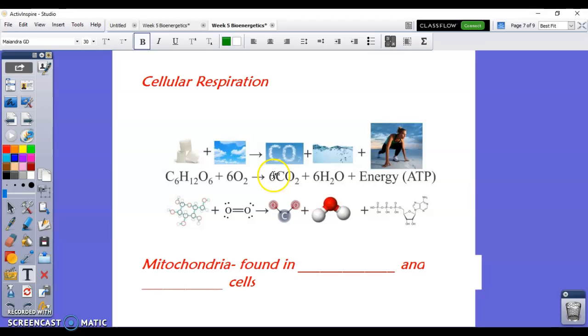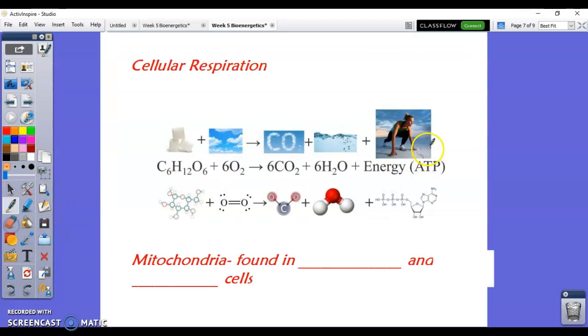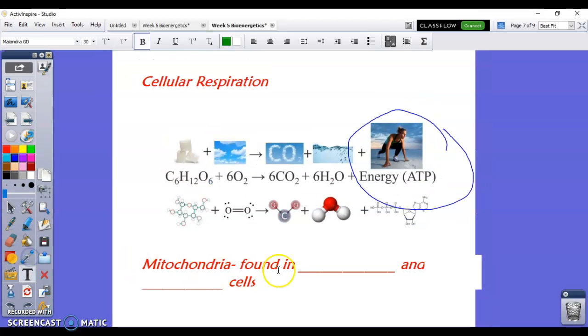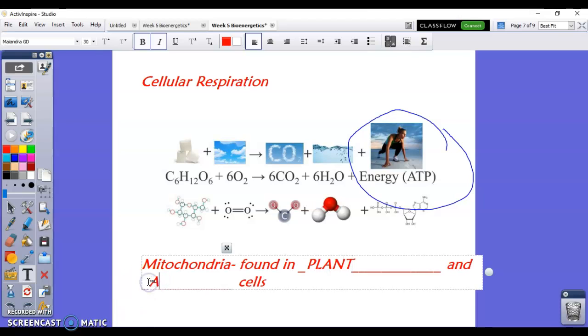The other process that we've learned about in energetics is that sometimes glucose is too large of an energy source for a cell to use. So glucose and oxygen are broken down, as you see from the yields, into carbon dioxide, water, and the energy that the cell can use, which is ATP. We will spend a little more time talking about ATP in one of the next lessons. Mitochondria are found in plant and in animal cells. All cells need ATP for energy.